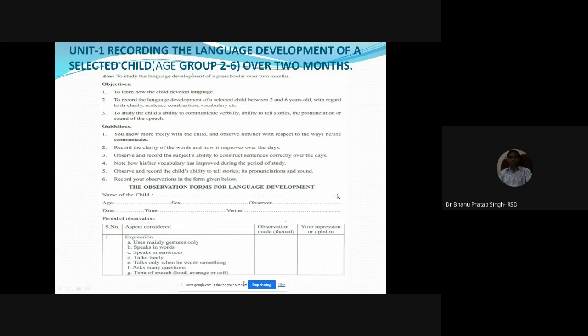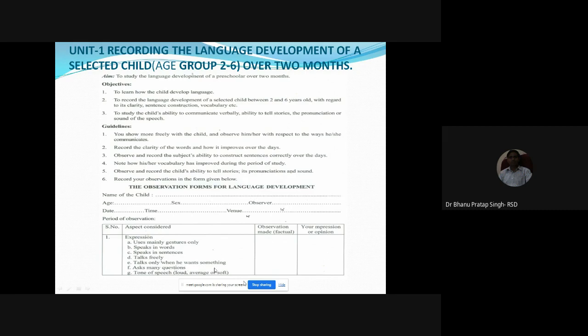First is expression. First component, first important criteria and first tool, what you say, that is expression. Expression also has some subtopics: uses mainly gestures only. Means if you ask any questions to the child and he or she is just giving gestures only, write the observation, means factual what you have observed, and even you can write your opinion and your impression. Speak in words, speak in sentences, talks freely, talks only when he wants something.